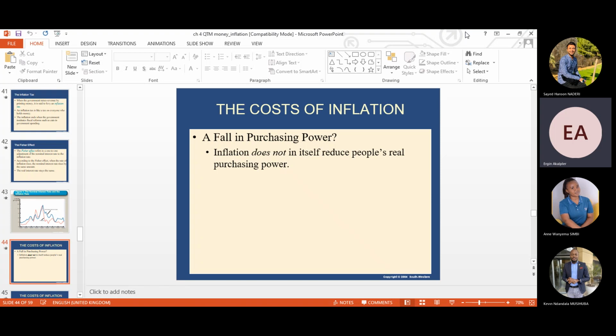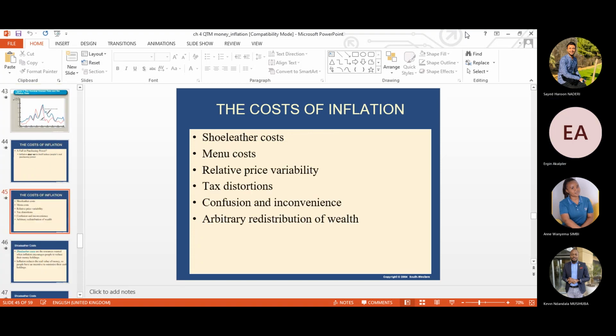Inflation does not itself reduce the people's real purchasing power. I will finish this because I'm already done, so I don't want to repeat it. I will go through to finish. If you don't want, I can stop. Do you want me to go on or do you want me to stop? Is that okay?